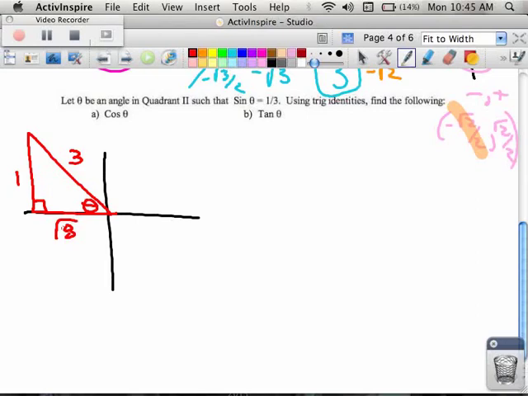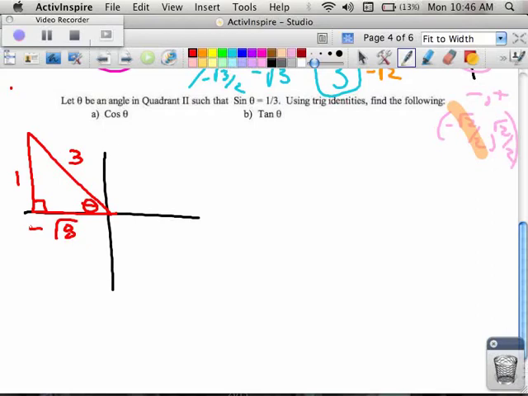Now, I need to do one more thing. There's something wrong with this diagram. You got to answer my question, or I'm not answering yours. What's wrong with my diagram? Because you're in quadrant 2, so your x value is negative. Don't forget that stuff. That's really important. It seems ridiculous, but that's important. If you don't have that, then you're in trouble.